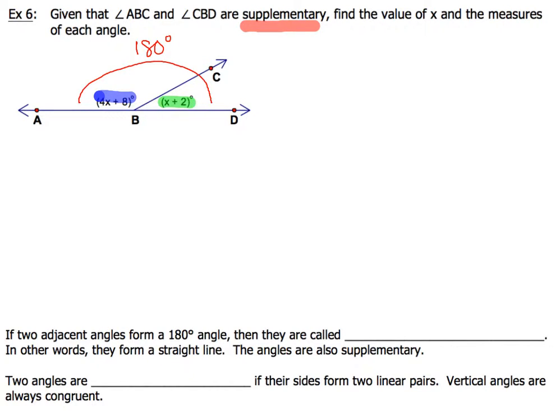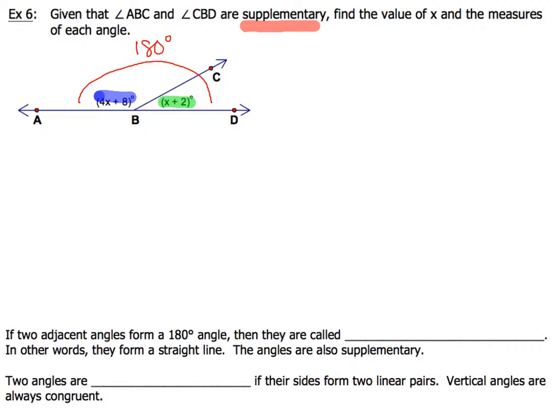Alright, now we're going to continue on with example 6, and when we take a look at that, we're given that angles ABC and CBD are supplementary, and we're asked to find the value of x and the measures of each angle. So, first thing we want to do is take a look at our diagram. If those two angles, ABC and CBD, are supplementary, that means they're going to have a sum of 180 degrees. If they have a sum of 180 degrees, then we have to set up an equation that's going to help us find not only x, but also the measures of each angle.